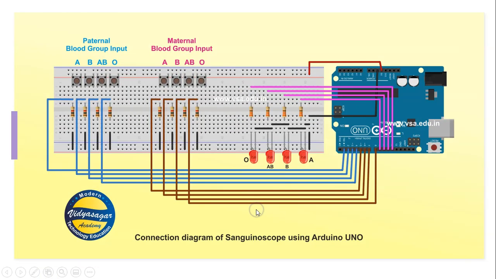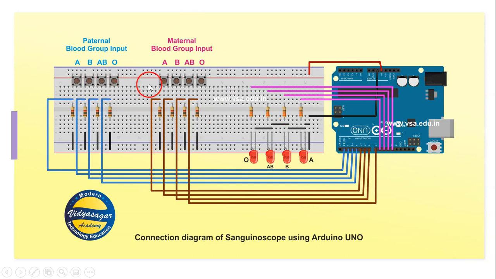Okay, so now let us go to the connection diagram. This is the connection diagram of Sanguinoscope, which is shown over here on the breadboard. I have used a breadboard here particularly because you can assemble the circuit on the breadboard, check it accordingly, and then discard all those components and reuse them. So I am using the breadboard here to show the entire connections.